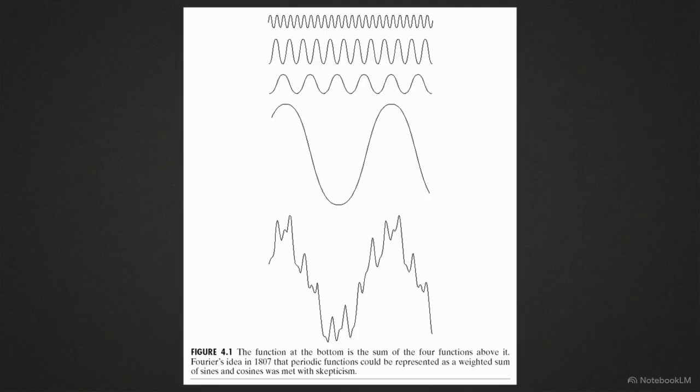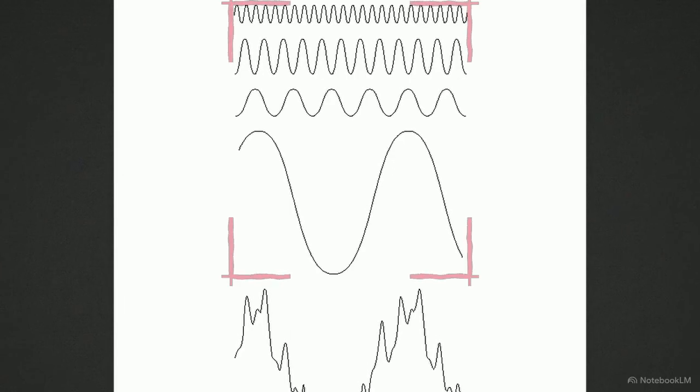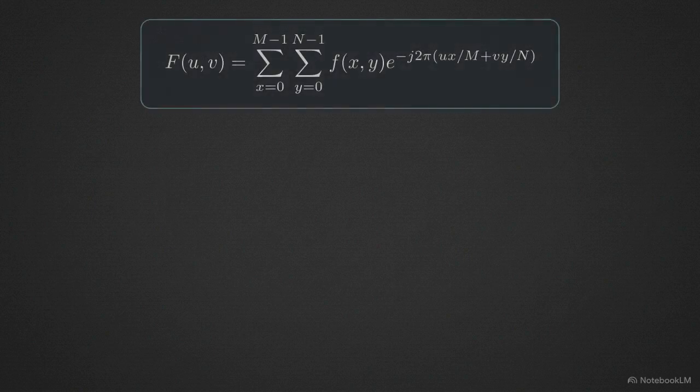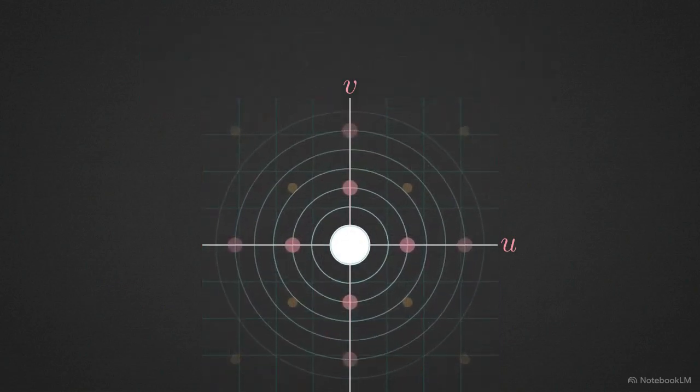This diagram illustrates the core premise of Fourier's theory. Any periodic function, no matter how complex it looks at the bottom, can be represented as a weighted sum of simple sines and cosines, shown as the individual waves above it. Because digital images are simply two-dimensional discrete signals, we scale this idea up using the Discrete Fourier Transform, or DFT. The equation maps spatial pixel coordinates, x and y, into a new grid. In this new coordinate system, u and v represent specific horizontal and vertical frequencies.